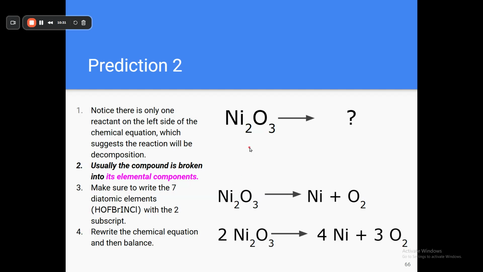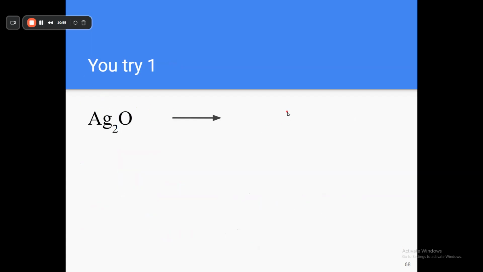Okay, prediction number 2. You're looking at nickel and oxygen. So again, break it up. Since metals have the atoms all bonded with a sea of electrons, you simply write nickel by itself. It does not need any subscripts. And then again, oxygen is a Hofbrinkel, so make sure it's O2, and then balance as necessary. Okay, so let's go through the first one. Again, we have silver and oxygen, so we're going to split. You've got silver, which is a metal, so leave it alone. And then you've got oxygen, which is a Hofbrinkel, so O2.